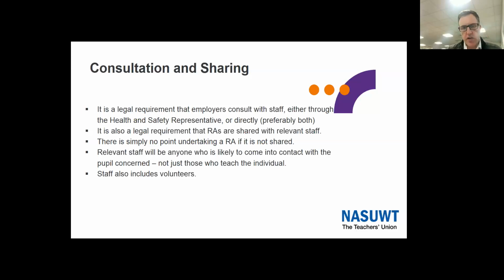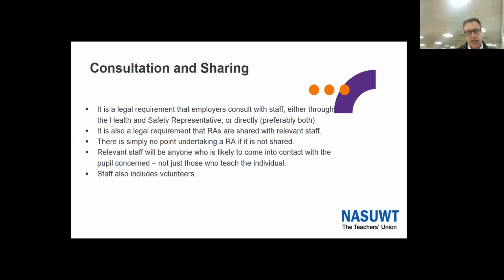And that is important because the people on the ground, the teachers and the support staff that are dealing with the pupil day in, day out, need to be consulted because they will be able to see the deficiencies and where the risk assessment either won't be effective or may need to be changed to make it more effective. They may also be able to suggest additional control measures that may not be in the risk assessment to start with. It's also a legal requirement that all risk assessments are shared with relevant staff. And as I said earlier, there's simply no point undertaking a risk assessment if it then just sits on a shelf somewhere or sits in a virtual folder on a computer system.